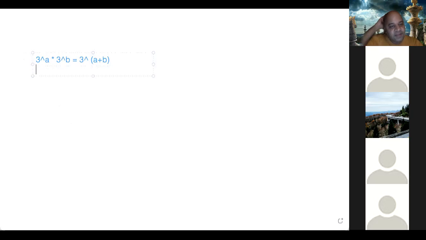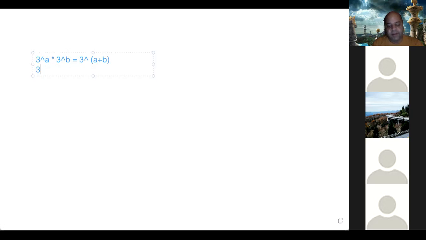Because 3 raised to A is nothing but 3 multiplied by itself A times. 3 raised to B is 3 multiplied by itself B times. When you multiply them together, how many times are they there? They are multiplied A plus B times, and that is why it is the same as 3 raised to A plus B. So there is nothing special about 2. That is the property of the powers. It does not matter whether it is 2 raised to something, 3 raised to something, 8 raised to something, or 10 raised to something.